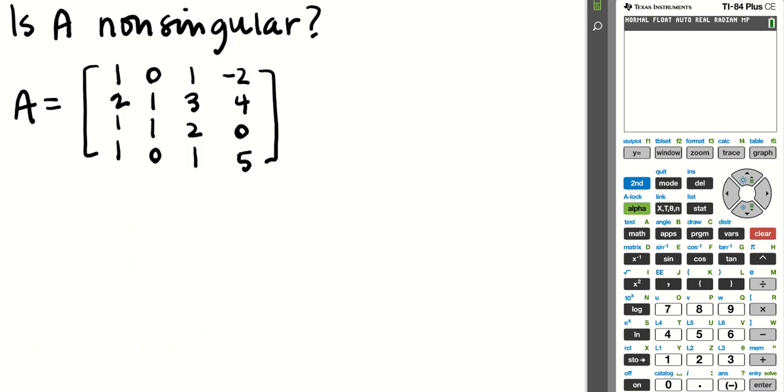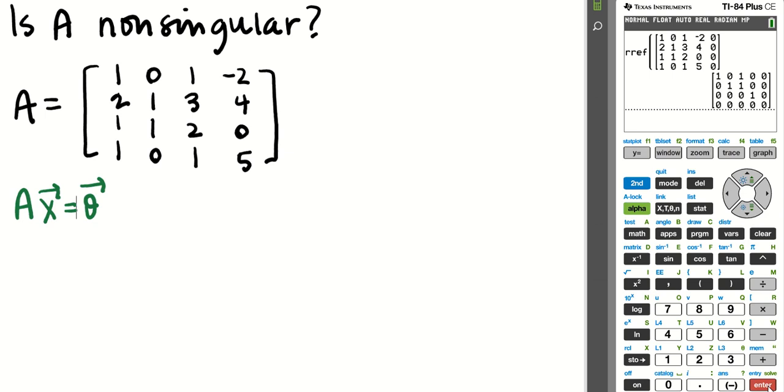Okay, I'm going to do a couple more examples for you. First, I'm going to ask you, is this matrix non-singular? When we hear that, we know that we need to be investigating the solutions to AX equals 0. So what we do is we're going to augment A with the 0 vector and row reduce the thing. All right, so I've augmented A with the 0 vector. I'm going to row reduce the thing.